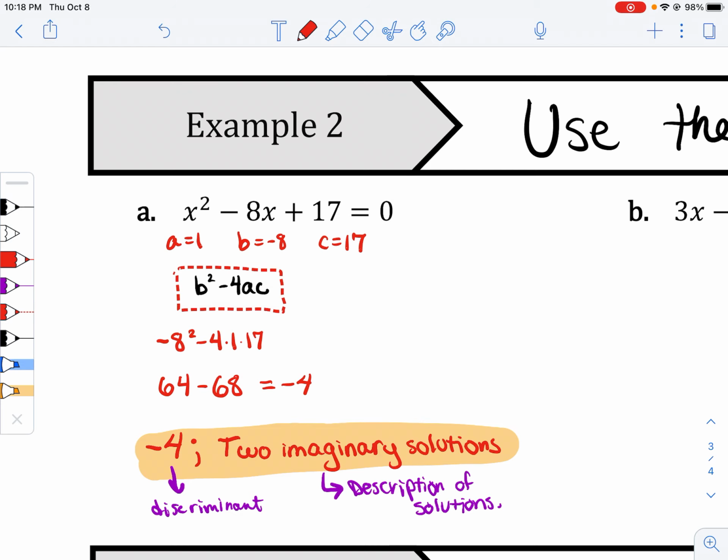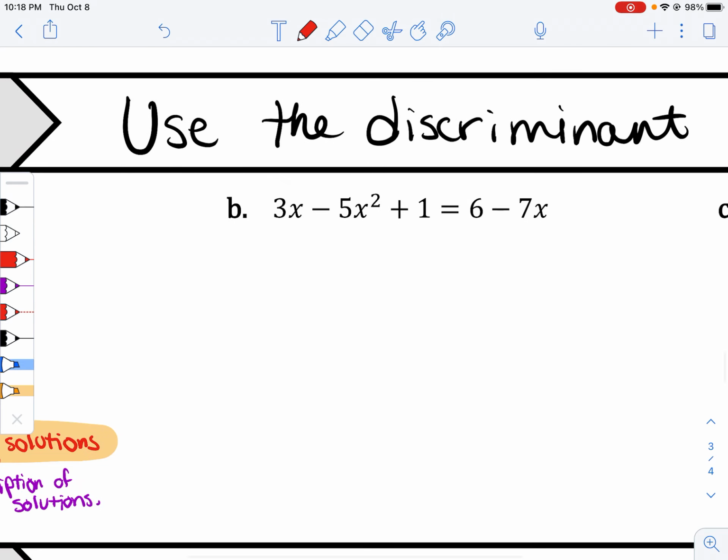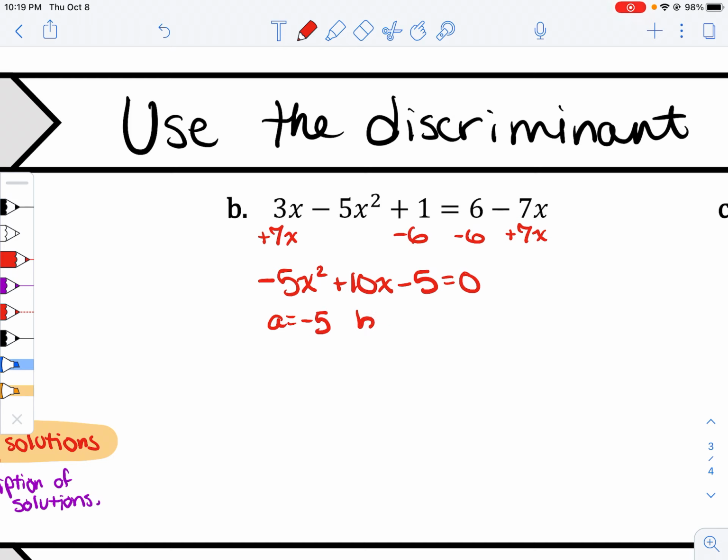Pretty easy to use. So if we look at B, remember this needs to be in standard form. This is not in standard form. It's not in order, and we don't have a 0 on the right. So I'm going to subtract 6 and add 7x to both sides. And then I'm going to rearrange. I need to put this negative 5x squared first. So I have negative 5x squared plus 10x minus 5 equals 0. My a is negative 5. My b is 10. My c is negative 5.